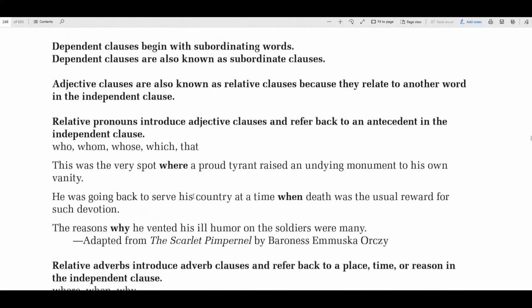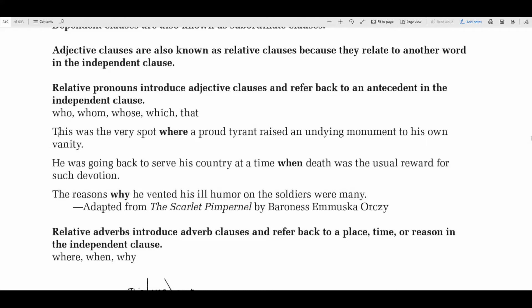Now, these three here are not examples of relative pronouns with adjective clauses, which we did yesterday. They're actually examples of relative adverbs introducing adverb clauses. They refer back to a place, time, or reason in the independent clause. And these are your three key words for relative adverbs: where, when, and why. We're going to have to keep these straight. Just keep in mind these are adverbial. So where, when, and why.